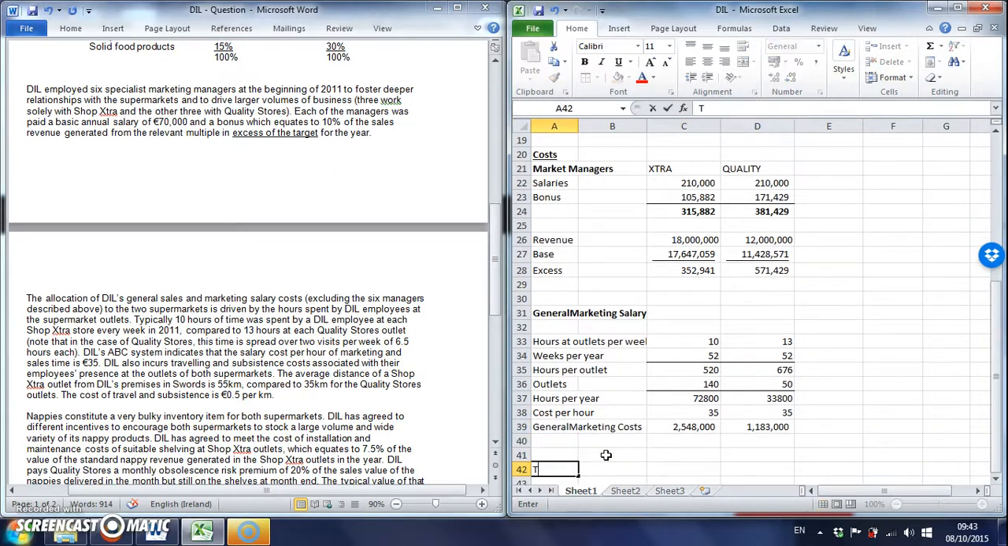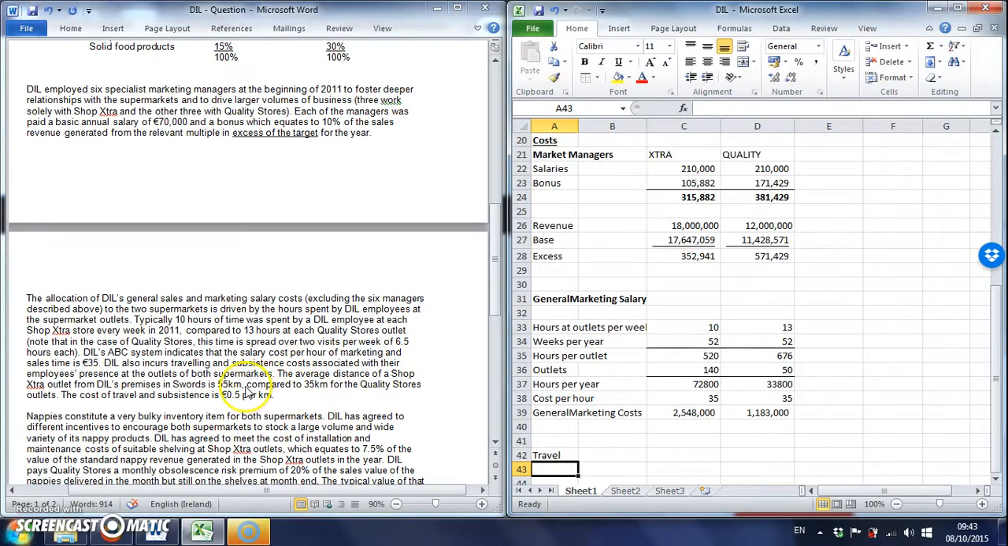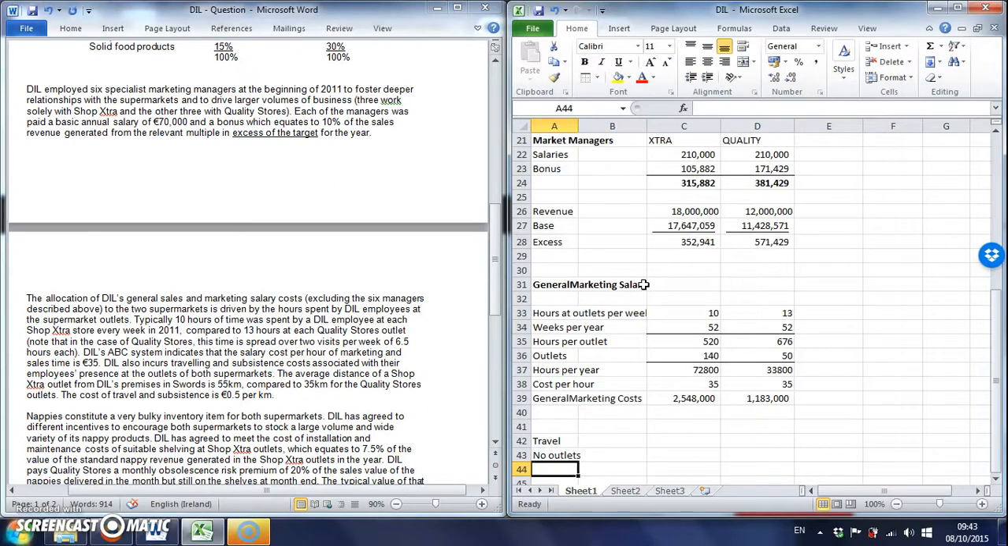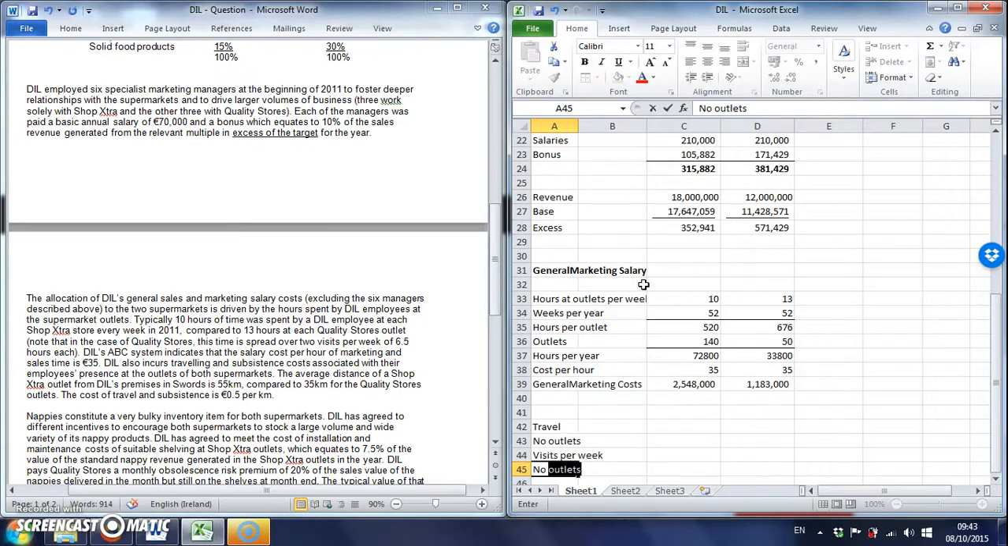Another cost we have to do is travel. So you're told in the last part here, the travel cost is the average distance between DIL's premises in each of them is 55 and 35, and you call it 50 cents per kilometre for travel and subsistence. So again, for all the travel that these reps are doing, the marketing managers, you need to actually account for that as well. So again, we know the number of outlets already, and you're saying, well, how many visits per week, and then the number of weeks.